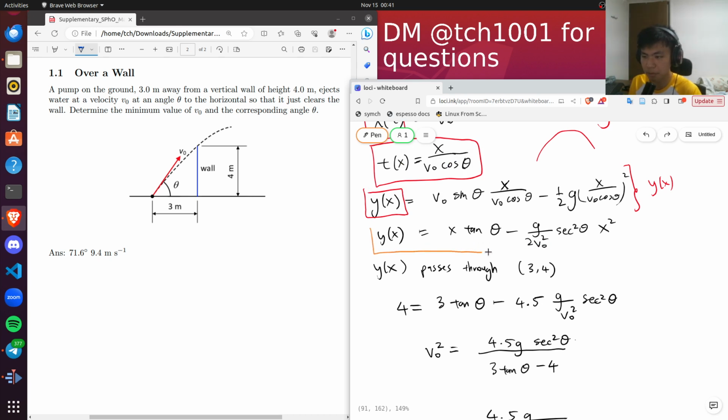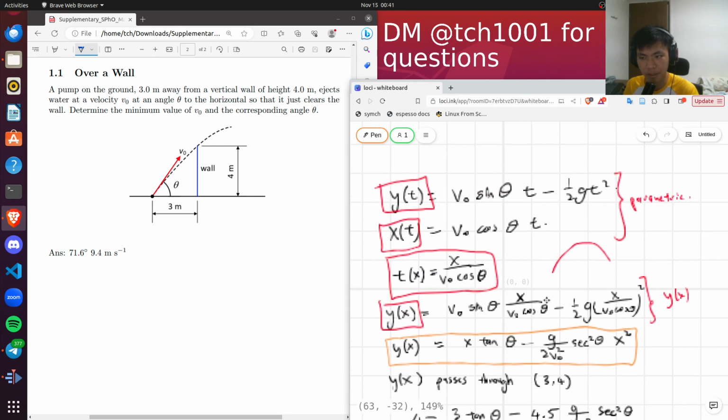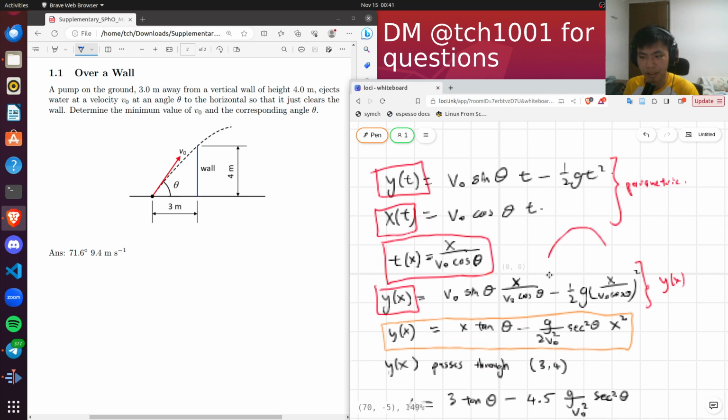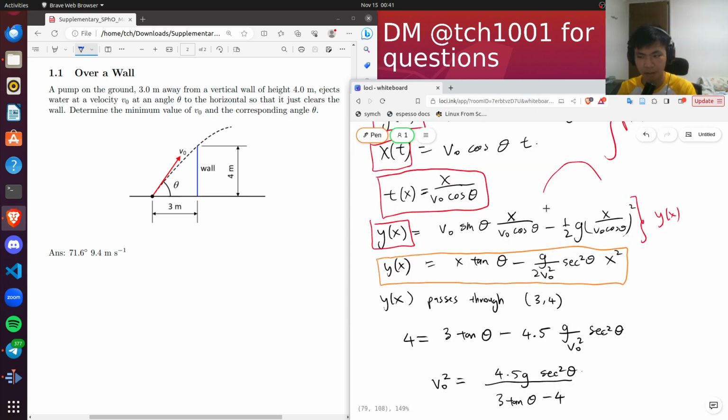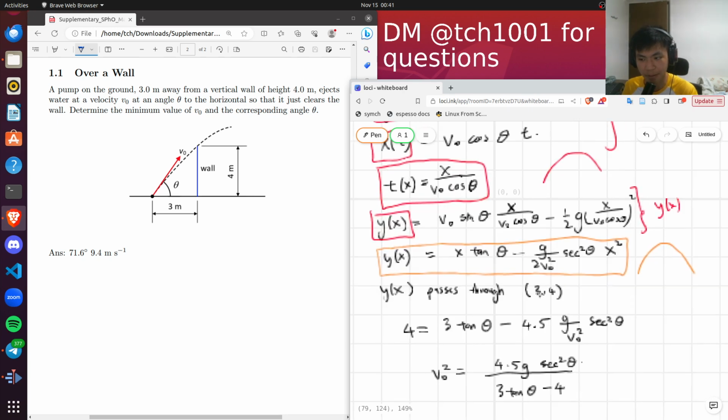In general, whenever you have questions involving parabolas, this is a useful trick you can do. We don't like parametric curves because there's time inside. What if you want to see the shape of the graph? If you want to see the entire shape of the graph, like the entire parabola that the projectile traces out, then you express it in the form of y as a function of x.